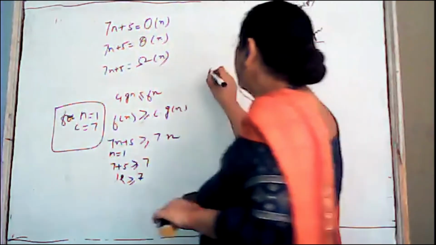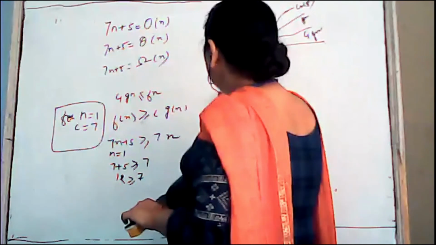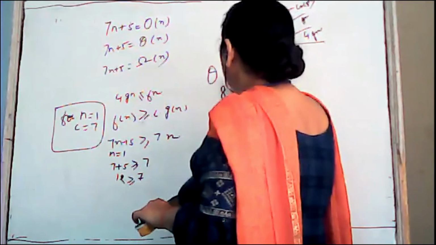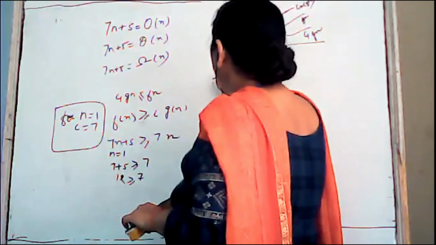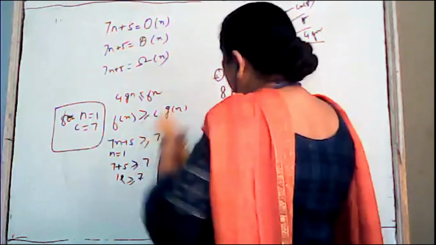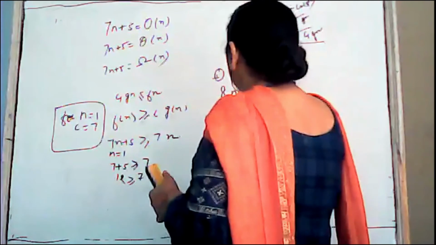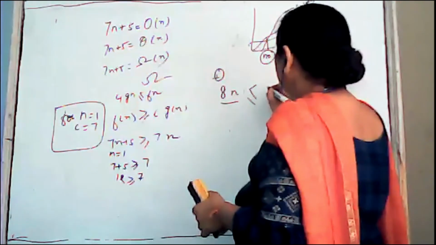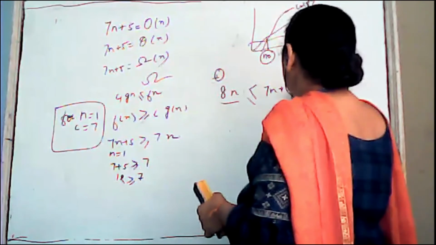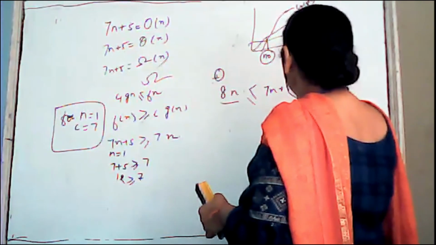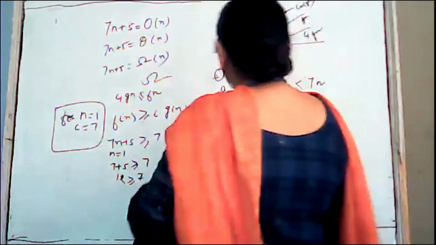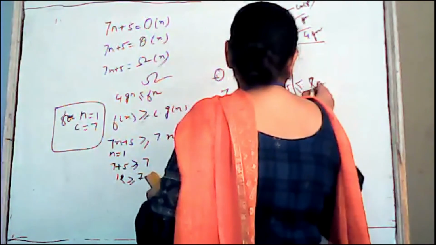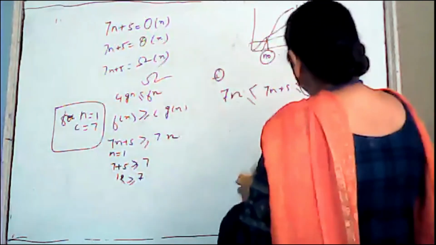Fine. Now we have to find the theta. Now we have found the 8n. That is big O. You have found it as 8n. Now you are finding the big omega. So your theta will lie between 7n and 8n: 7n is less than 7n plus 5, which is less than or equal to 8n. This will be the answer.